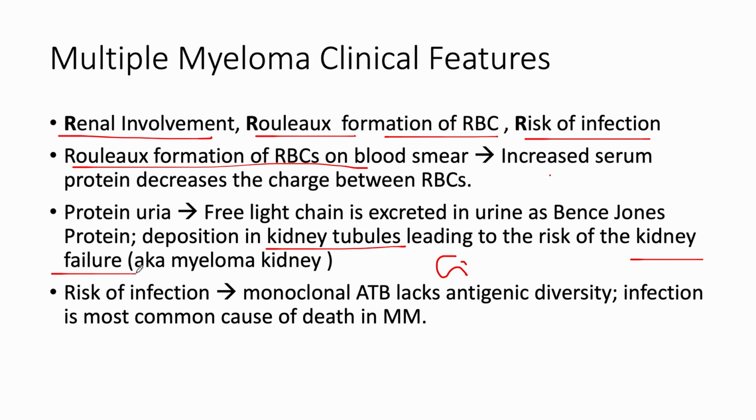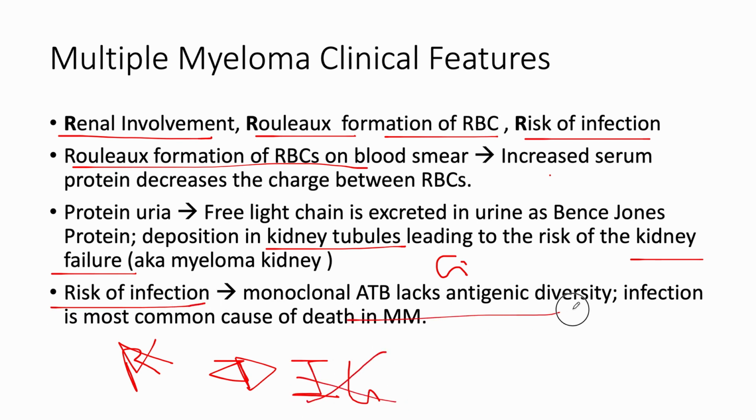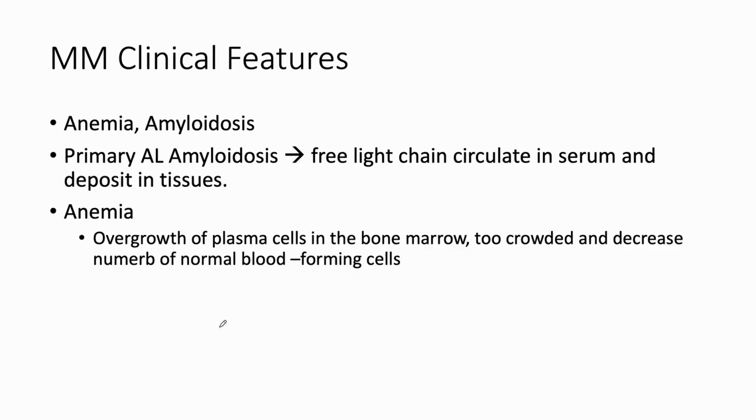What else do you expect to happen when our monoclonal antibody and plasma cells are not working? If our plasma cells are not working, we're not making antibodies, immunoglobulins. So when we're not making immunoglobulins, then what's going to happen? We're going to get a risk of infection, because there's a lack of antigenic diversity, and infection is the most common cause of death in multiple myeloma. What are the clinical features?